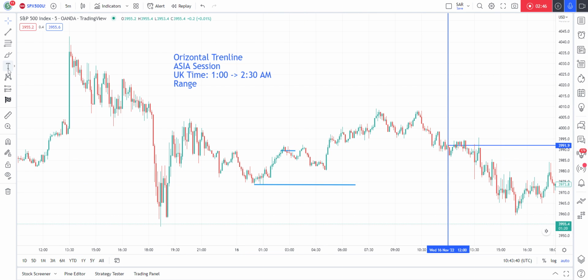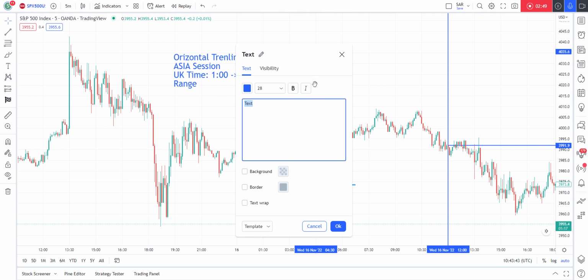So the strategy itself is simple. It's a breakout of the Asia session. Stop loss will be the high or the low, depending on which way it breaks out. It will be the high if it's a short, and it will be the low if it's a long.